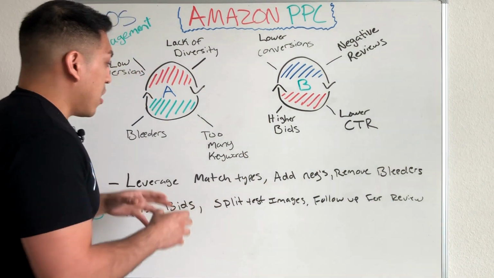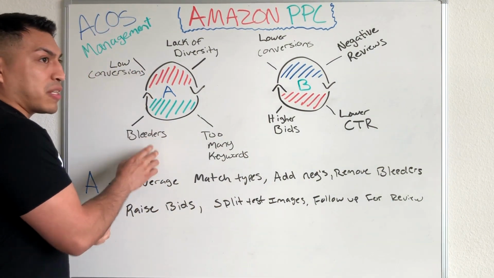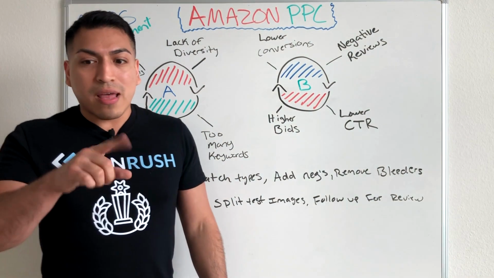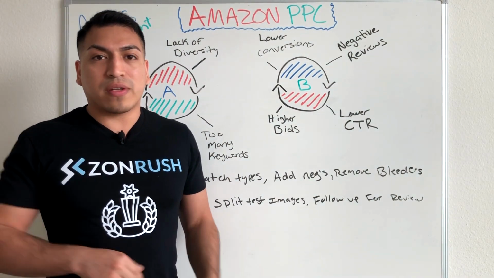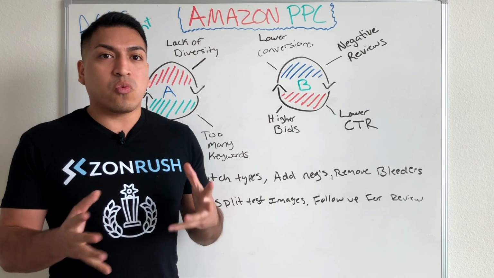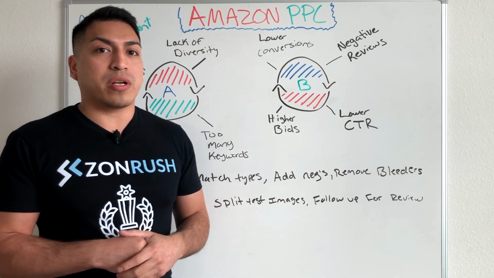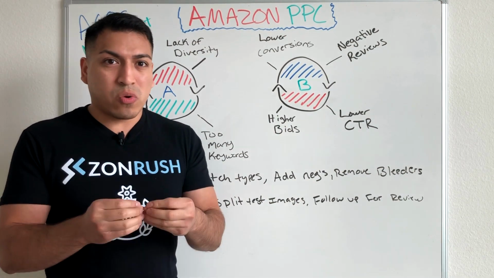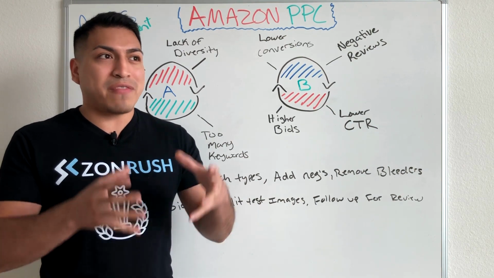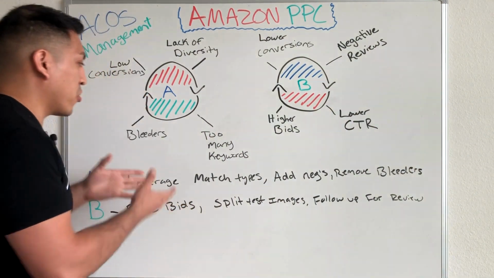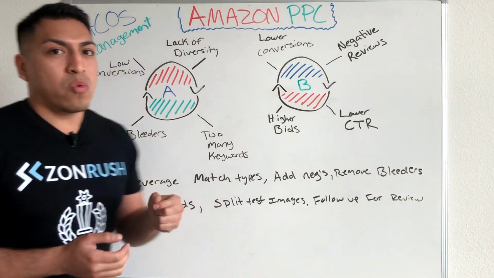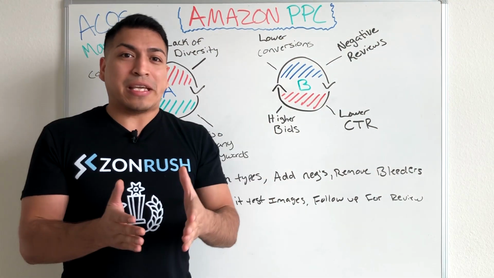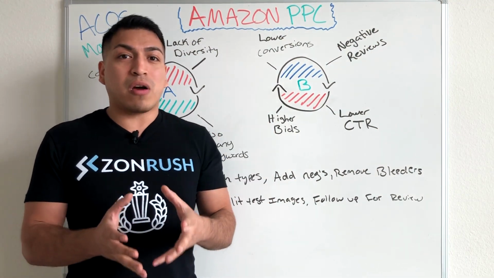So instead of turning off the bleeders, since there's so many keywords, Amazon sellers have to look through all the data constantly to see which ones are working and which ones are not working. So a more strategic way to approach this would be, instead of having 200 keywords where you're going to have some bleeders, why don't you just narrow it down to 50 keywords? That's our sweet spot at ZonRush.